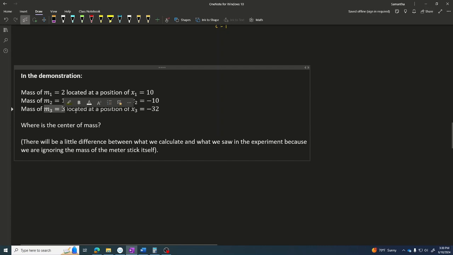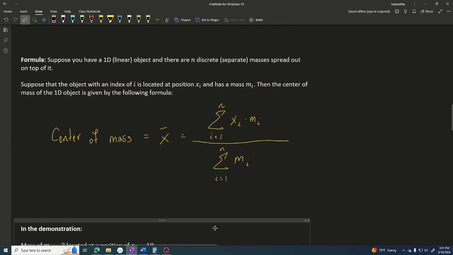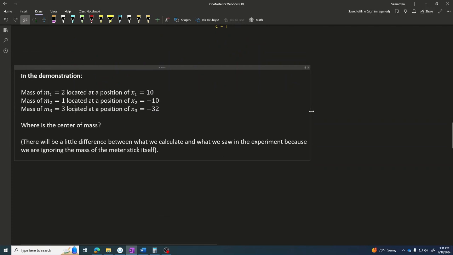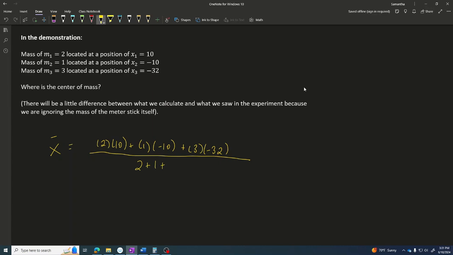And we had a mass of 3 erasers located at a position of 32 units to the left of the yardstick. So let's calculate the center of mass using this formula for this situation. Just applying the center of mass formula, in the numerator, I would sum up the first mass times the first position, the second mass times the second position, and the third mass times the third position. And in the denominator, I would just add together all of the masses.